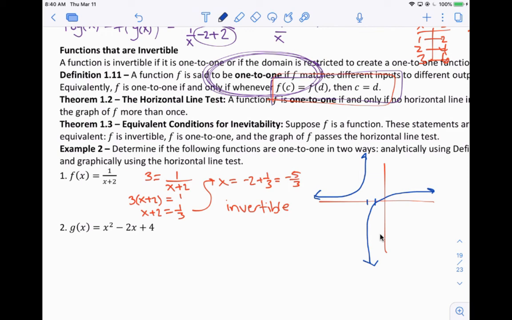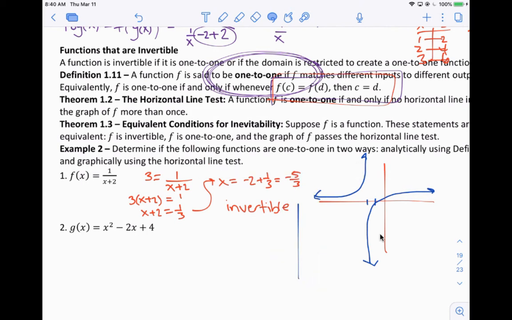For the vertical line test, if we were to draw a vertical line and then drag it across our function, we can see that this is not going to hit more than once. Now you might question right here, but that's just because I've drawn it super straight. Technically, it gets closer and closer to the asymptote, never actually hits it, and then goes across. So this is a function by the vertical line test.